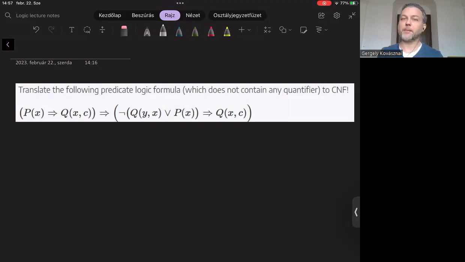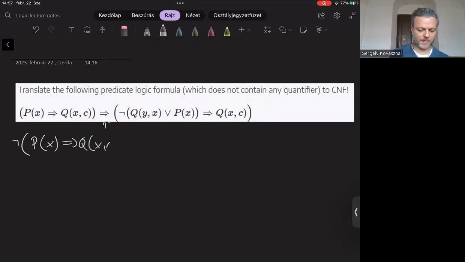Okay, so I hope you remember the order in which the laws of propositional logic are supposed to be applied. First of all, we need to eliminate the implications from the formula. I'm going to eliminate the implication in the middle, the main implication. As you know, in this case, I have to negate the left-hand side of that implication. Then I'm using a disjunction, and I keep the right-hand side of the implication.